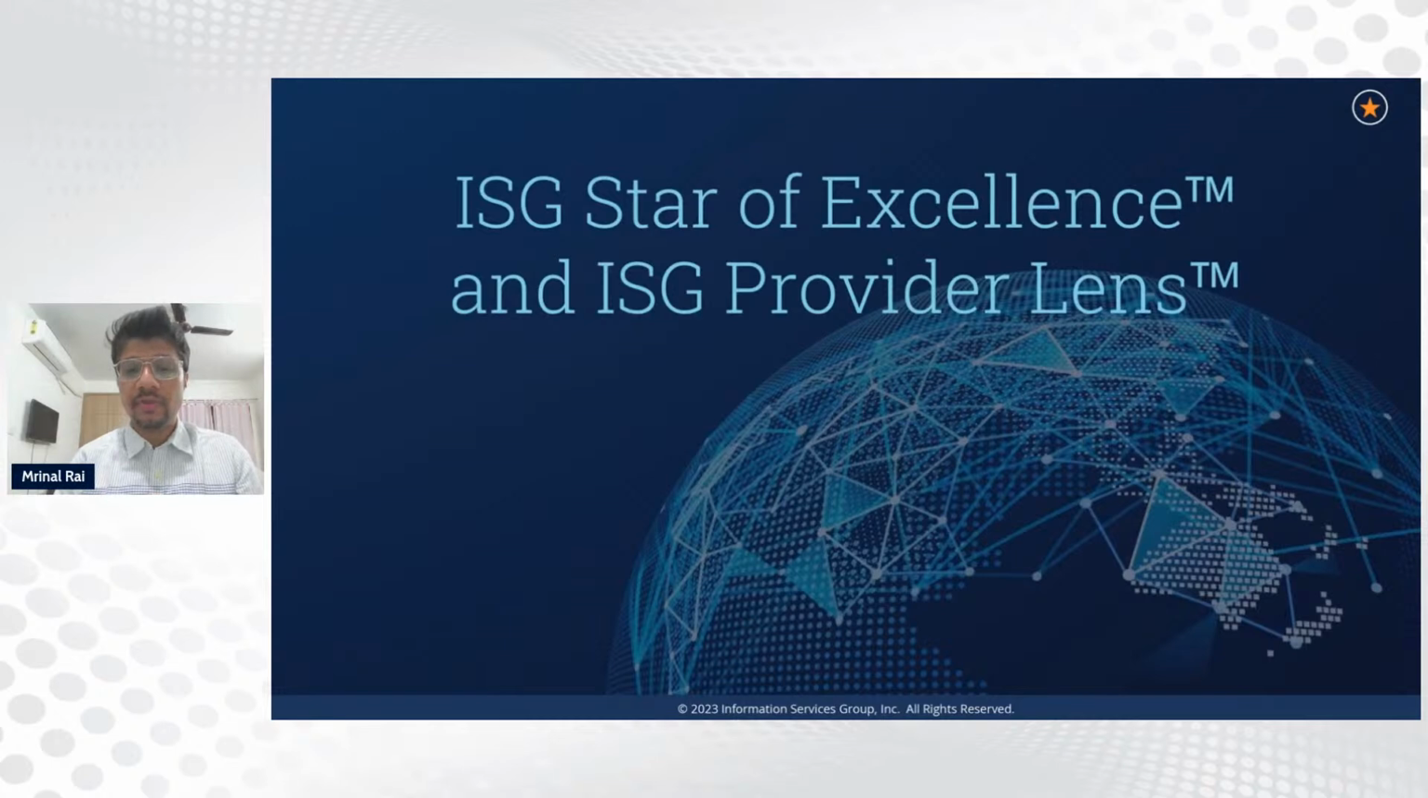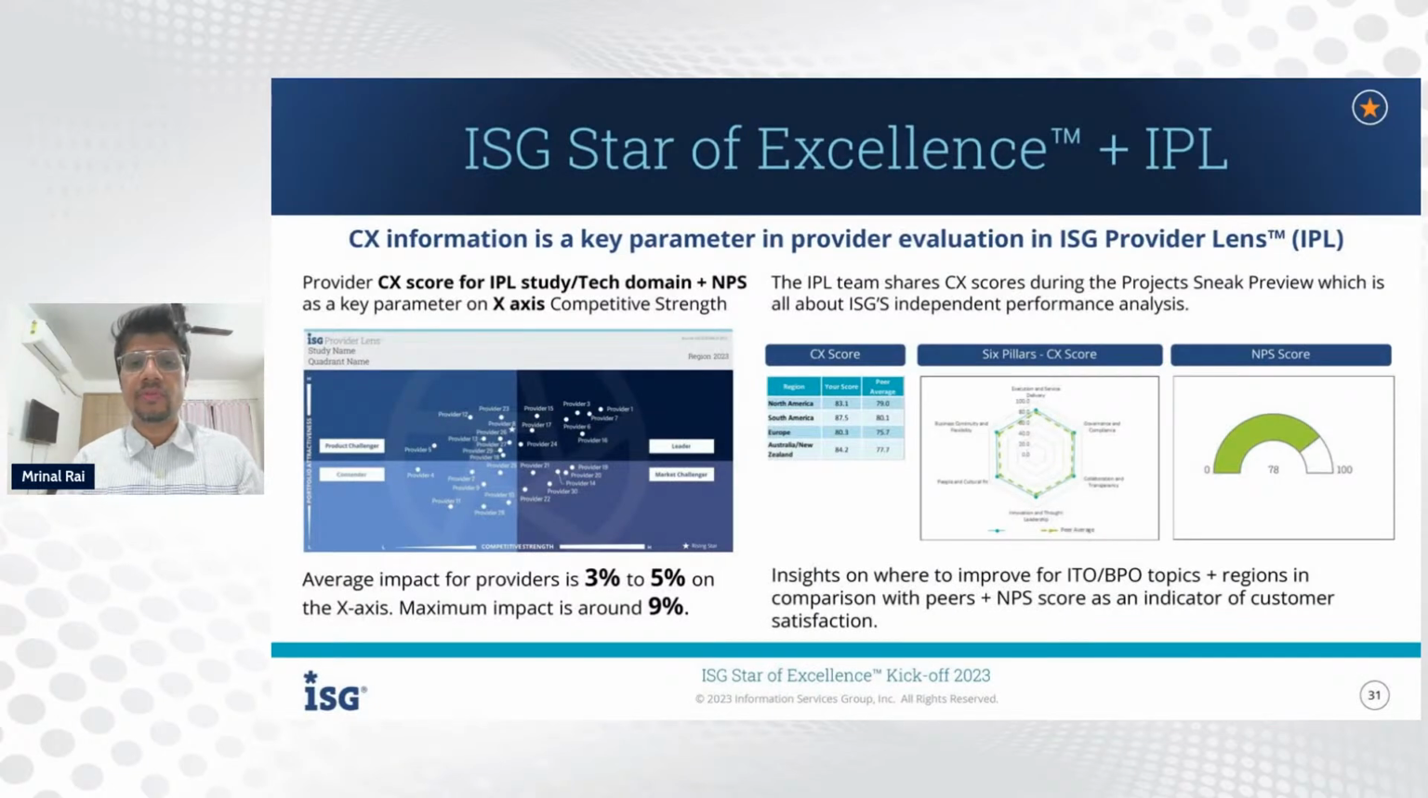I expect many of the audience today from the service provider community, and I don't have to introduce what ISG Provider Lens is, but just for anyone who is not aware, ISG Provider Lens is ISG's research product, a program in which we evaluate and position service providers and vendors for multiple domains and technologies. We position them based on their strengths and weaknesses in a graphic quadrant representation. Providers are scored on two axes, Y and X. The Y is about the product or service portfolio attractiveness, and the X axis is about the competitive strength.